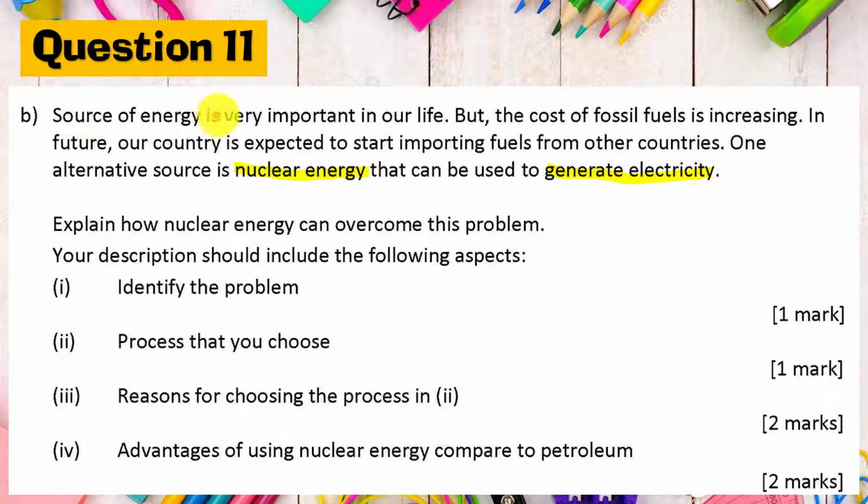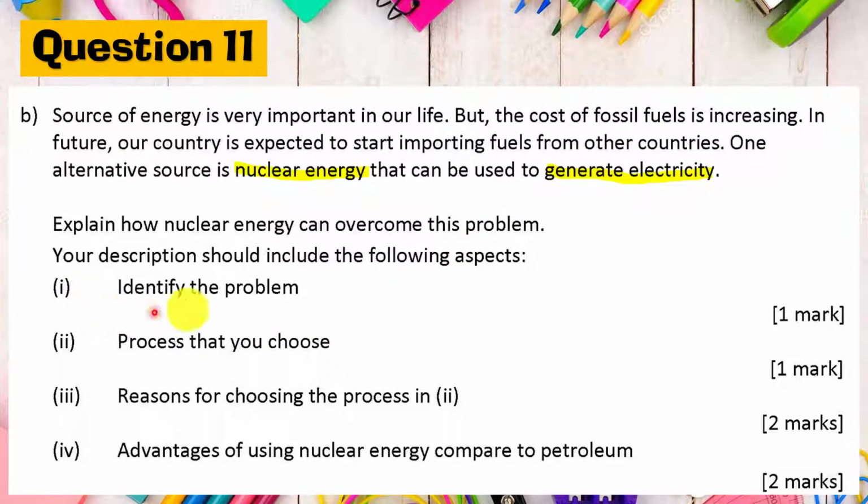Okay, then the next question: the source of energy is very important in our life, but the cost of fossil fuel is increasing. So in the future, our country is expected to start importing fuel from other countries. So one alternative source is nuclear energy, which can be used to generate electricity. You need to explain how nuclear energy can overcome this problem. Important: what problem do we face? The problem is that the fossil fuel cost is too high, so maybe one day we need to start importing from other countries.